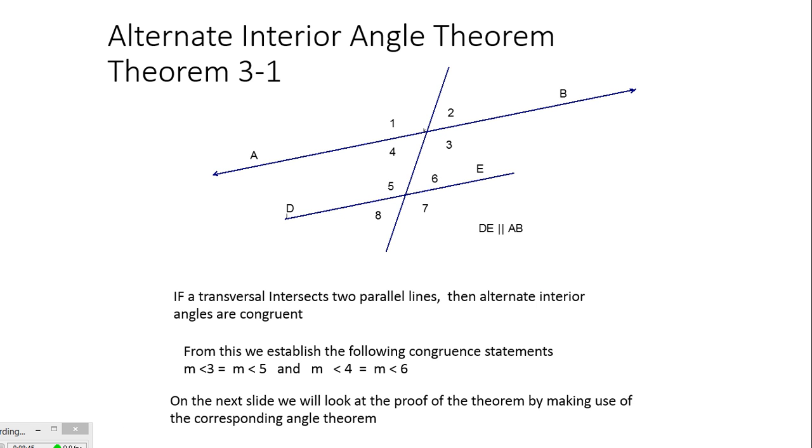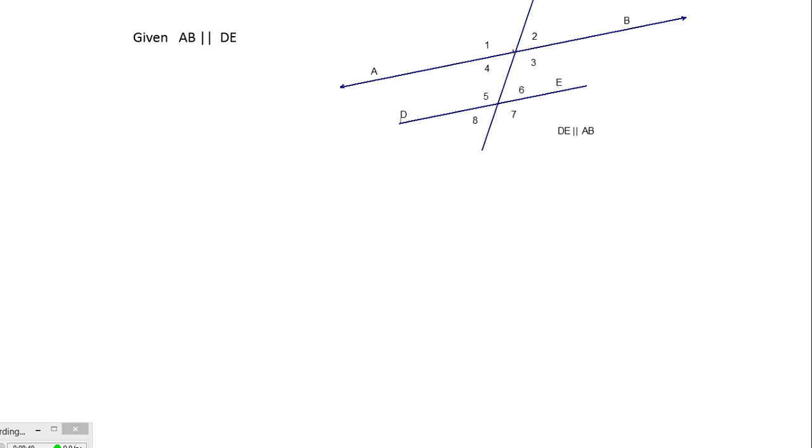Let's take a look at the proof. Given we have these parallel lines cut by the transversal, prove angle 3 and 5. They don't even give us anything. They give us parallels, and they ask us to prove that the alternate interior angles are congruent.